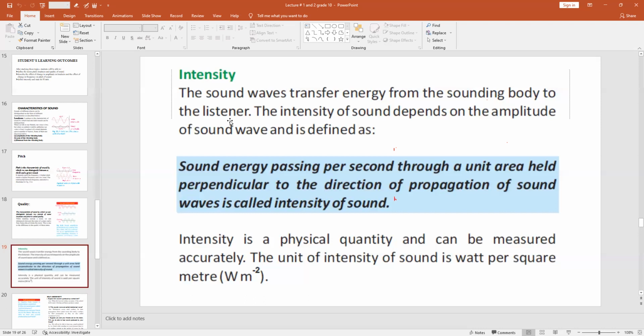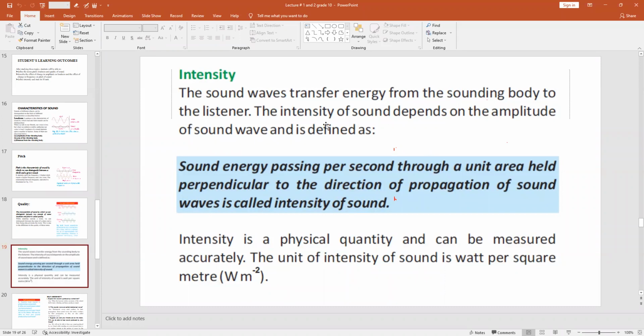If I speak very loud, obviously you can hear me clearly. If I speak in a low voice, it will be difficult for you to listen to me, right? So this is the intensity. The intensity of a sound depends on the amplitude of the sound wave, and if you speak loud, your amplitude will be greater. Amplitude is basically the maximum height of a wave. Sound energy passing per second through a unit area.